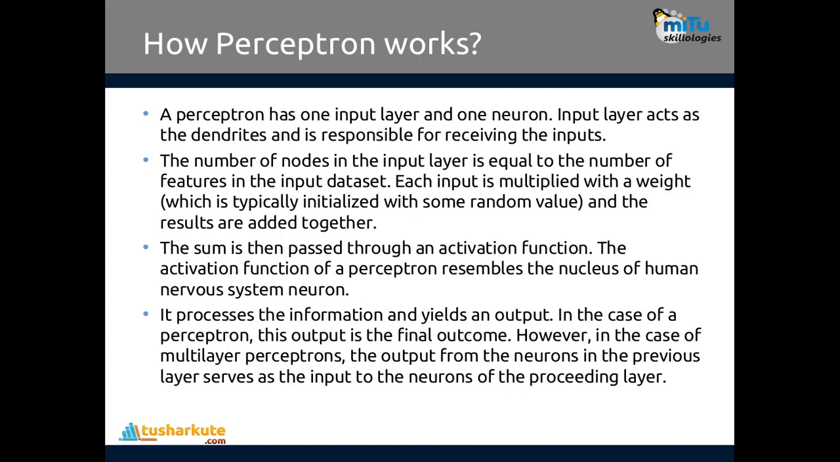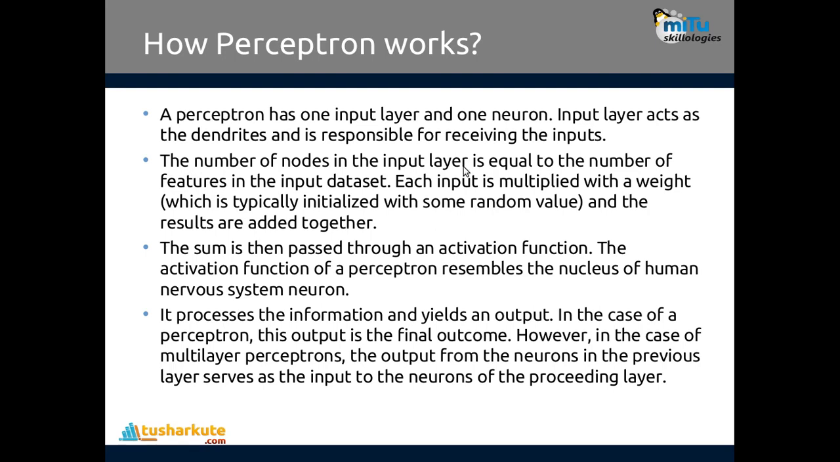Now how does a perceptron work? A perceptron has one input layer and one neuron. The input layer acts as the dendrites and is responsible for receiving the inputs. The number of nodes in the input layer is equal to the number of features in the input data set. Make sure the number of nodes in the input layer is equal to the number of features in the data set. Every feature is given to one node of it.